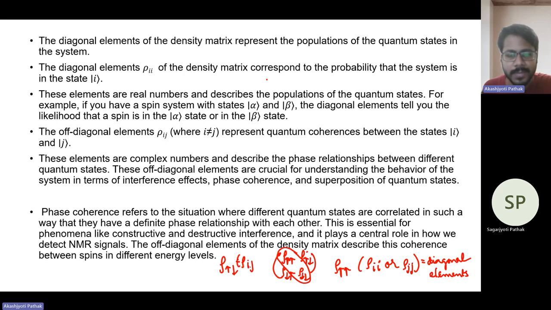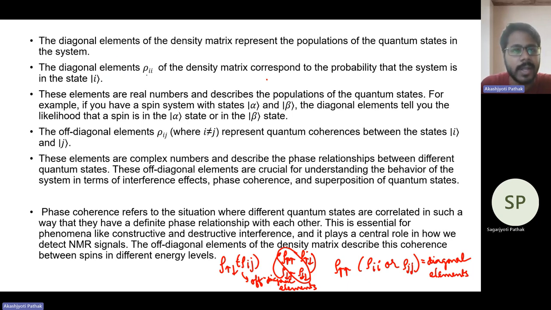You can also call this rho IJ or rho JI. So these are the off diagonal elements. So what do these represent? What do the diagonal elements of the density matrix represent? The diagonal elements of the density matrix represent the populations of the quantum state in the system. So what is the population of the quantum state in the system? That will be given by these diagonal elements.